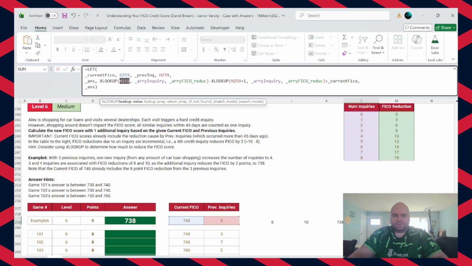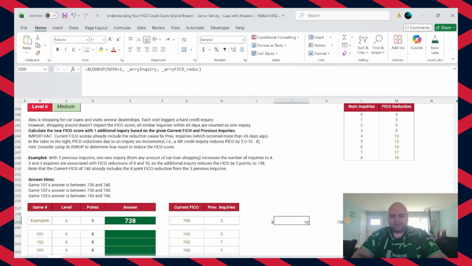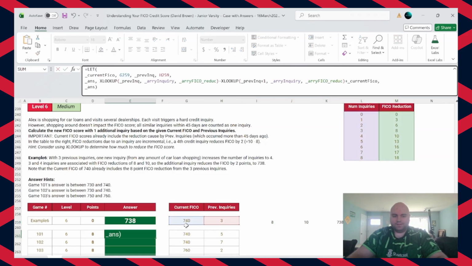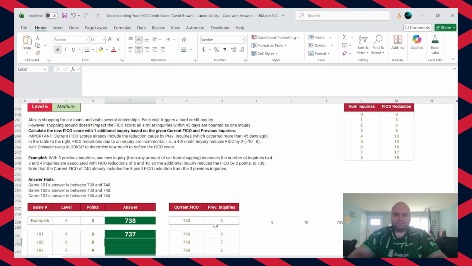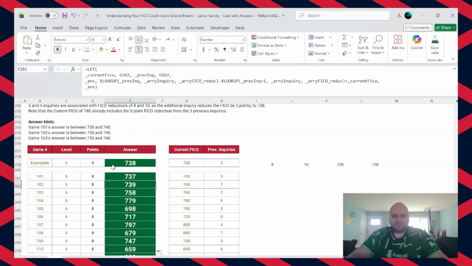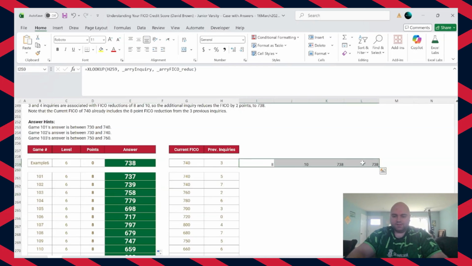And again, previous inquiry, 738. Paste that in here, update our inputs. 737 is between those values. 739 is between those, and 758 is between those. Perfect. All right.